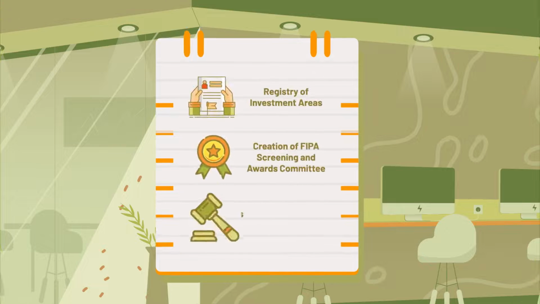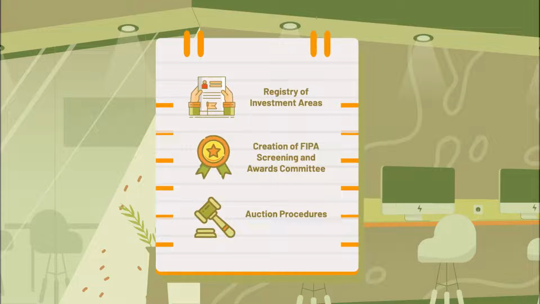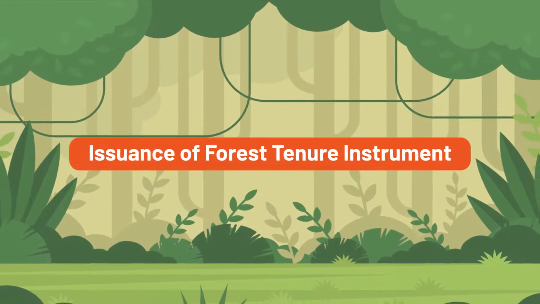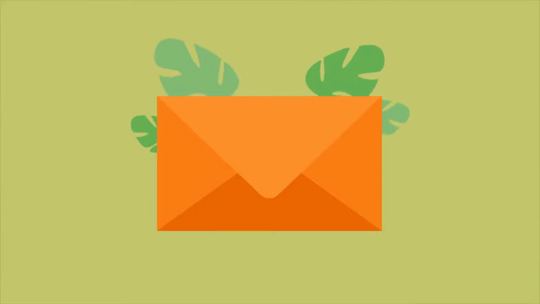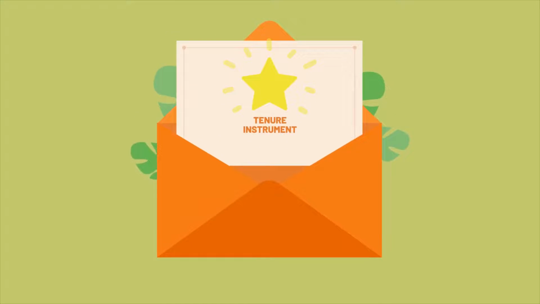Auction and awarding of the approved FIPP shall have the following activities: Registry of Investment Areas, creation of FIPA Screening and Awards Committee, and auction procedures. Last process under DAO 2021-04 is the issuance of the Forest Tenure Instrument. Here, upon acceptance by the winning investor, applicable forest tenure instruments shall be issued in accordance with existing guidelines.